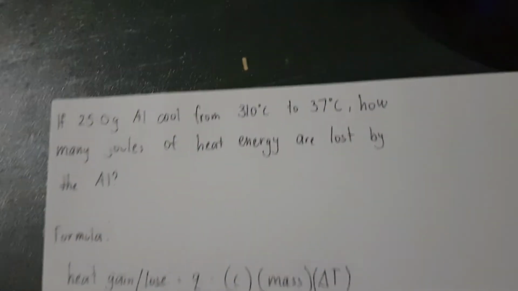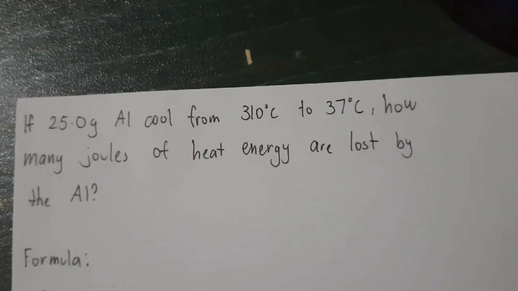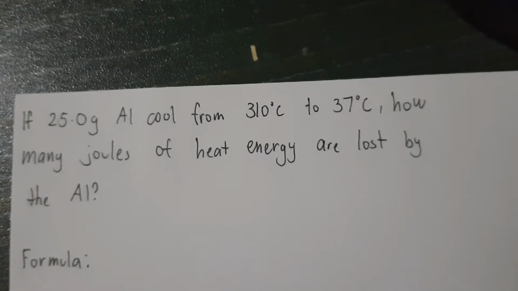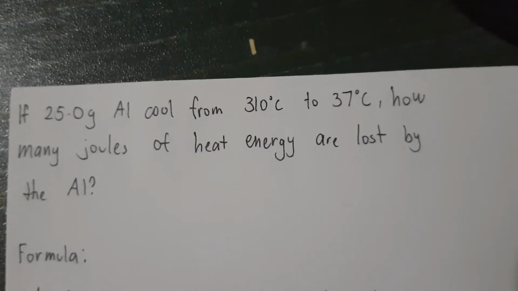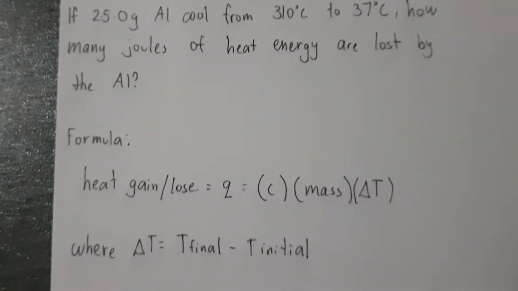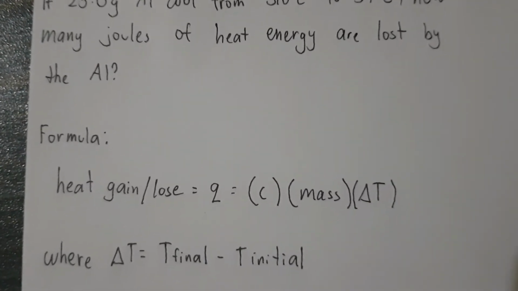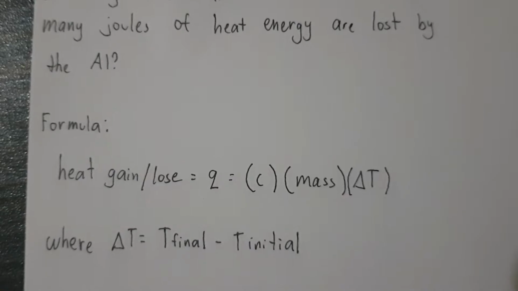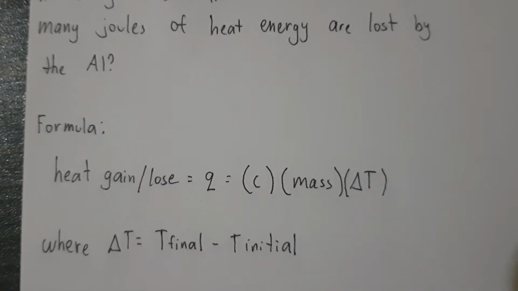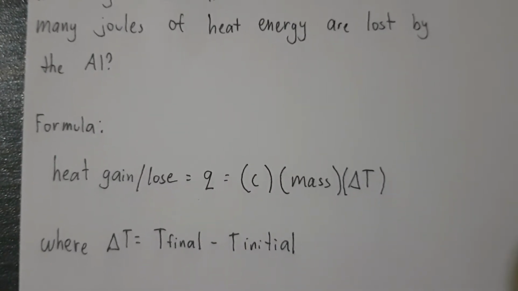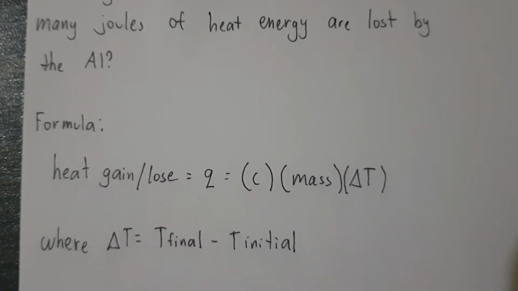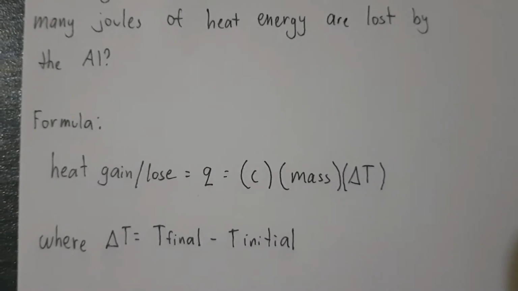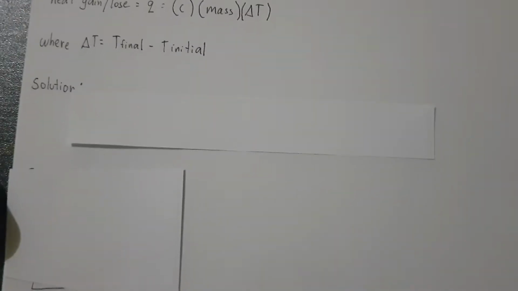If 25.0 grams of aluminum cool from 310 degrees Celsius to 37 degrees Celsius, how many joules of heat energy are lost by the aluminum? So we have the formula: heat gained or lost, Q, is equal to specific heat capacity times mass times change in temperature, where the change in temperature is equal to final temperature minus initial temperature.